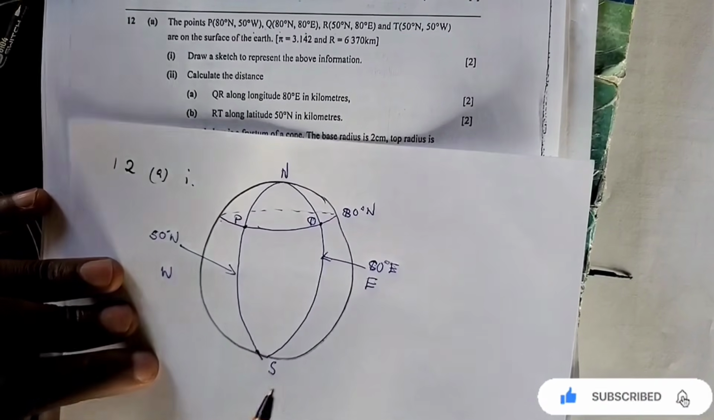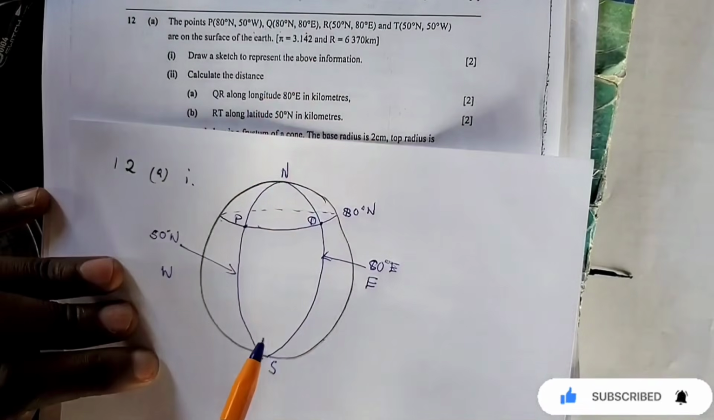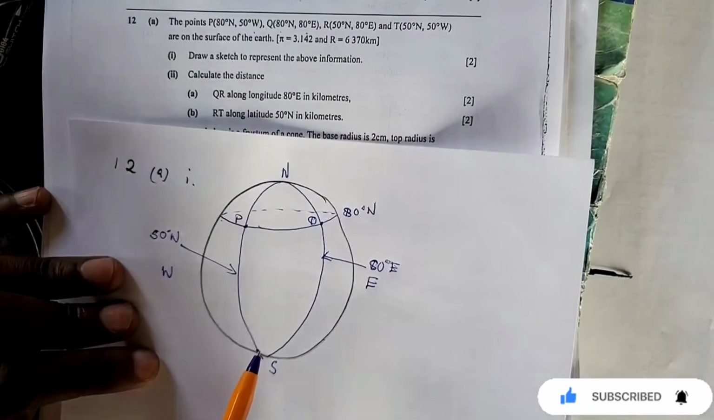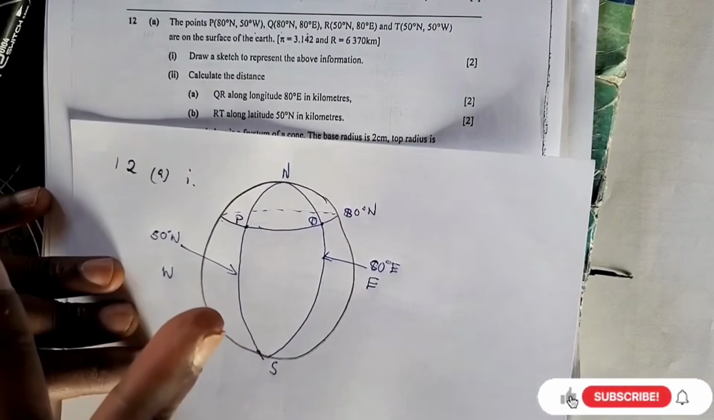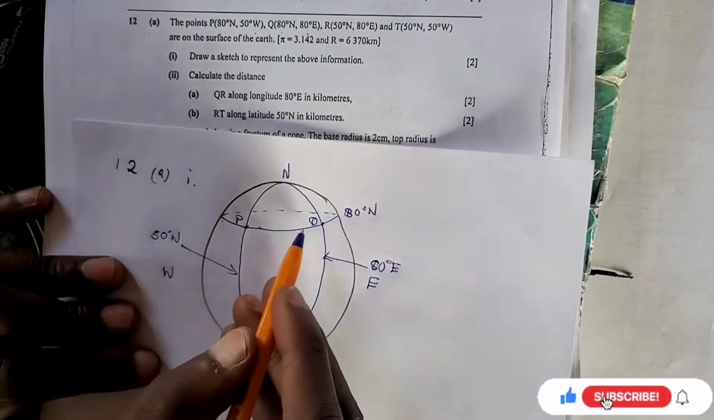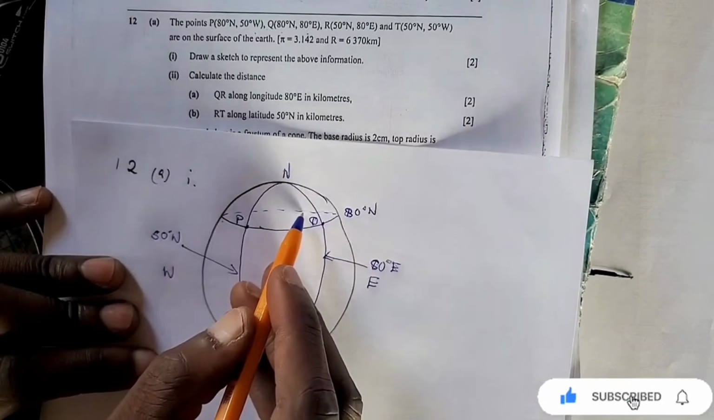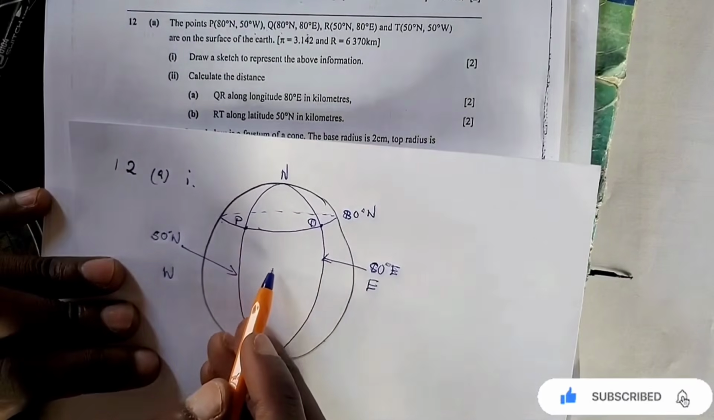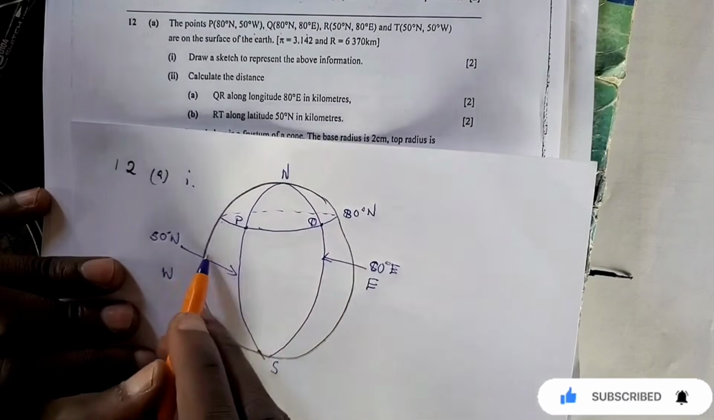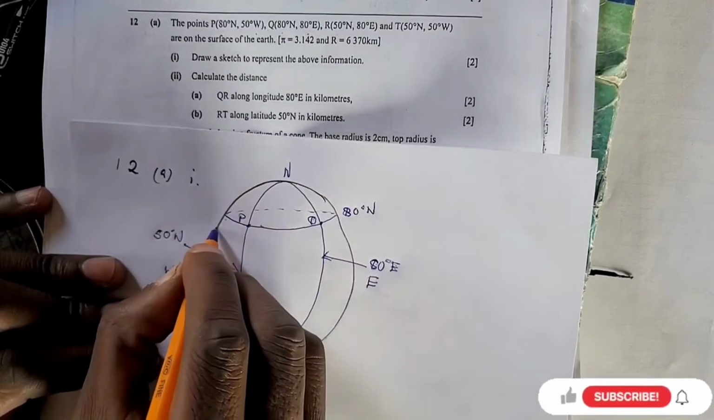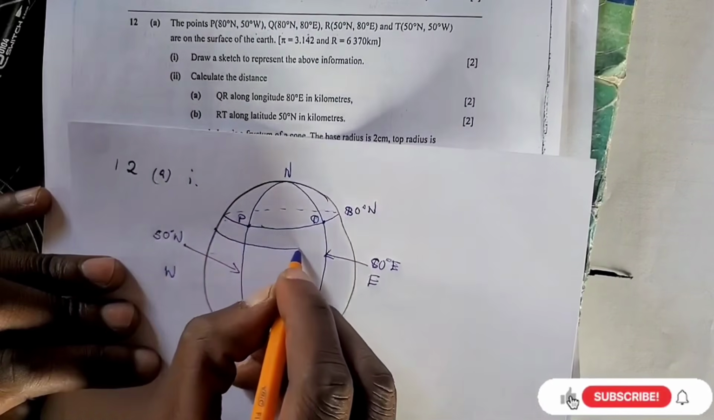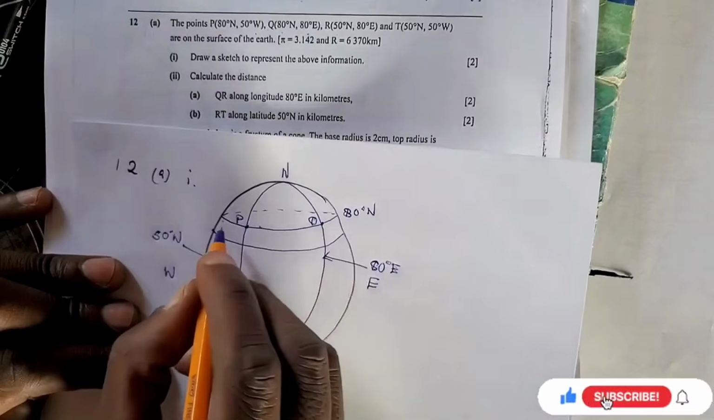R is 50 degrees. Where is R? 50 degrees north, so it's also above. Is it supposed to be above 80 or below? Below, right? Because there's an equator here which is 0, so it's supposed to be down here, like this.